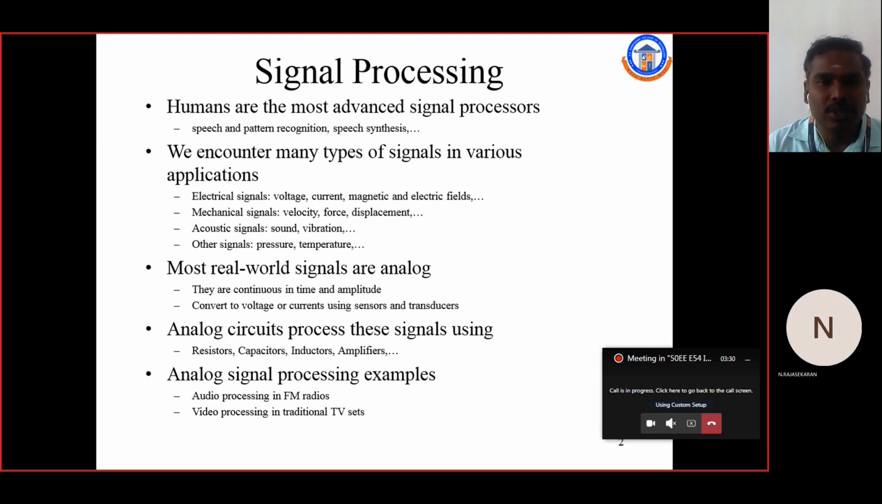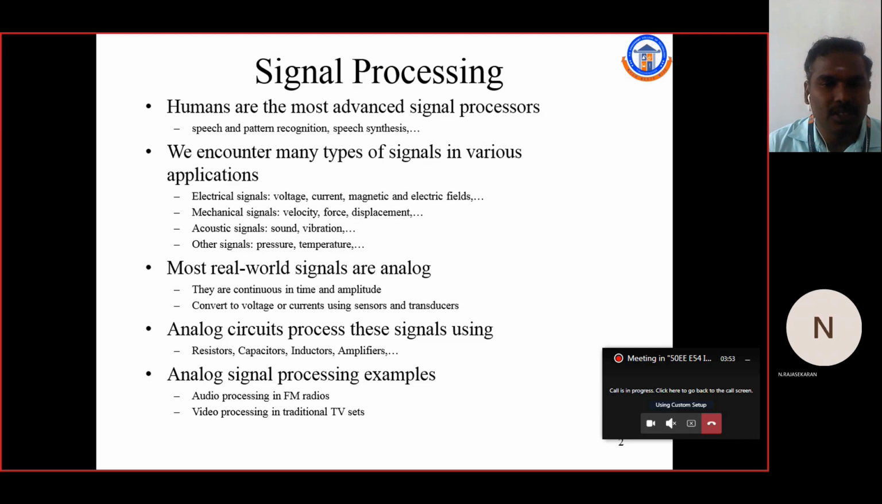Electrical signals: normally we study voltage, current, magnetic waves and electric fields. Mechanical signals: velocity, force, displacement, acceleration, etc. Acoustic signals: sound, vibrations, etc. Other signals are pressure and temperature. So the measured information is covered under these other signals.